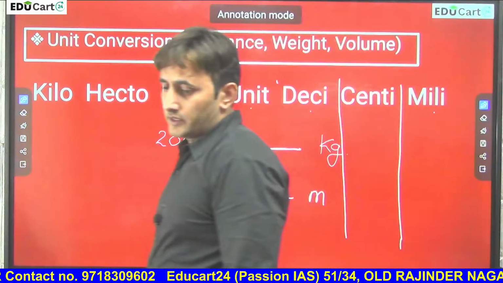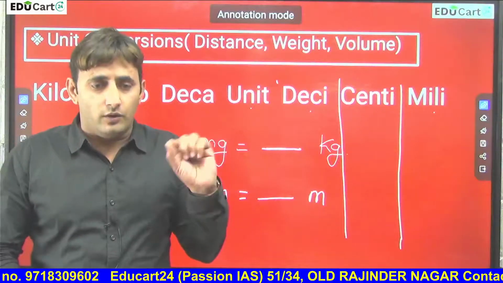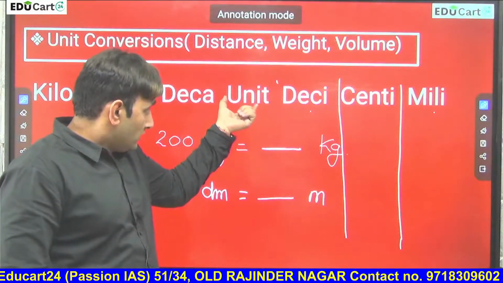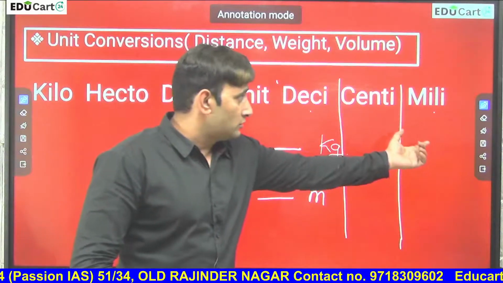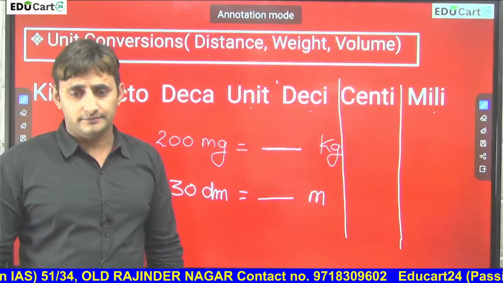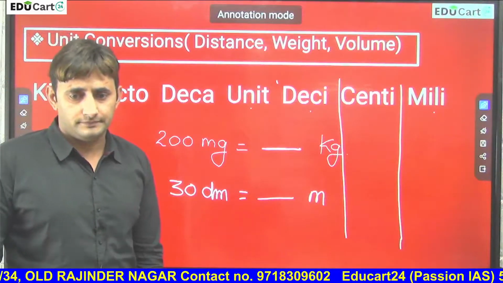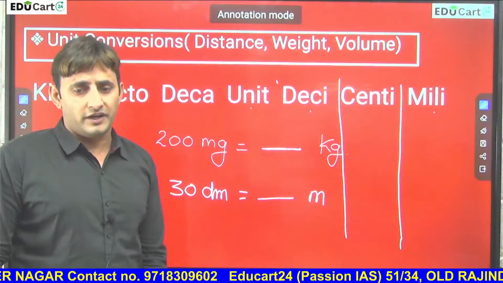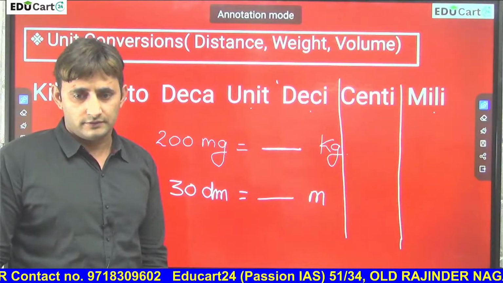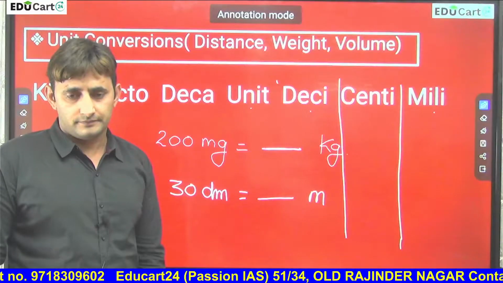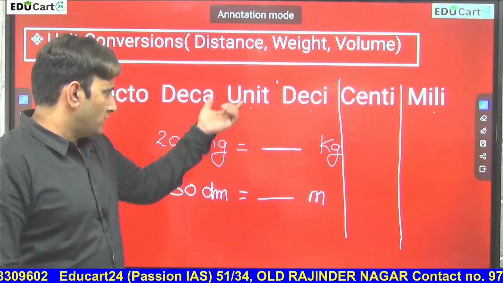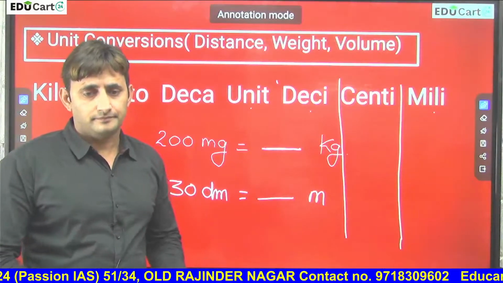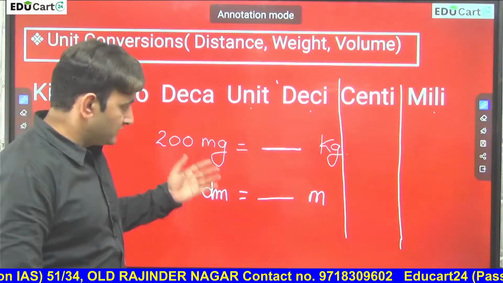Okay beta, if you are considering ml, 1 ml, then 1 liter will be equal to 1000 times of milliliter. Fine. So basic unit is liter. Okay. Now you answer this.